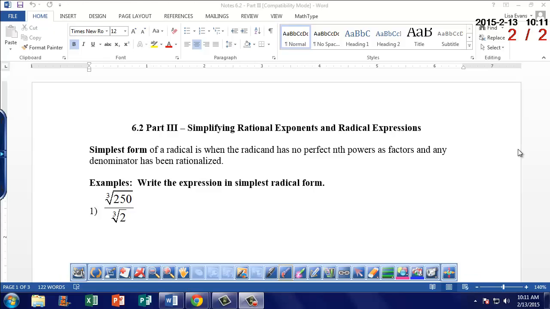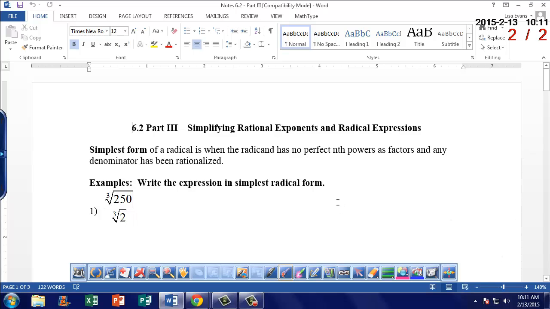Hello, today we're doing our last part of 6.2. We're going to simplify rational exponents and radical expressions. We are going to do some rationalizing of the denominator, some adding and subtracting. Okay, so let's just go ahead and get started.